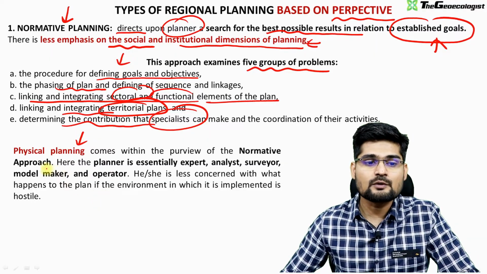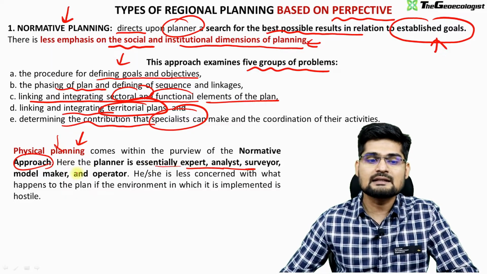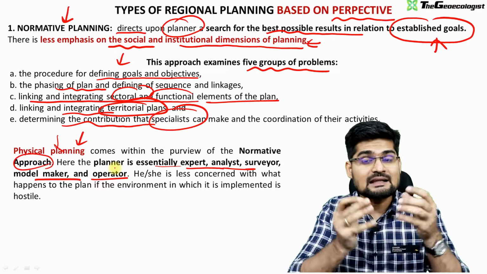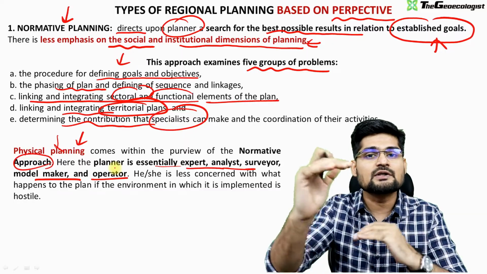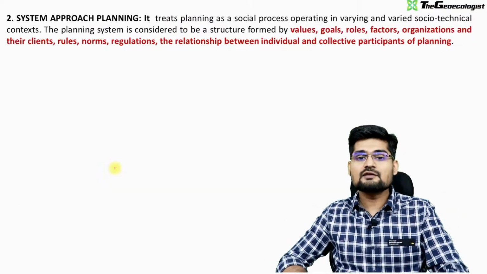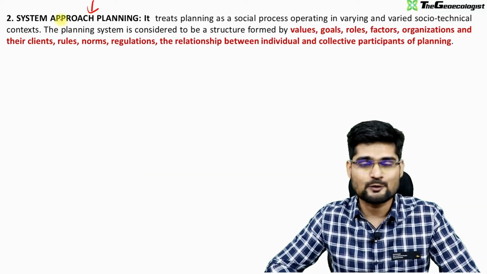Then what we have is the physical planning as an example of this normative planning. So normative approach can be applied in physical planning and town planning, where experts, analysts, surveyors, model makers, operators, they work together. And then they frame a goal to be set that this plan has to be implemented in a particular time, in a particular space, in a particular way.